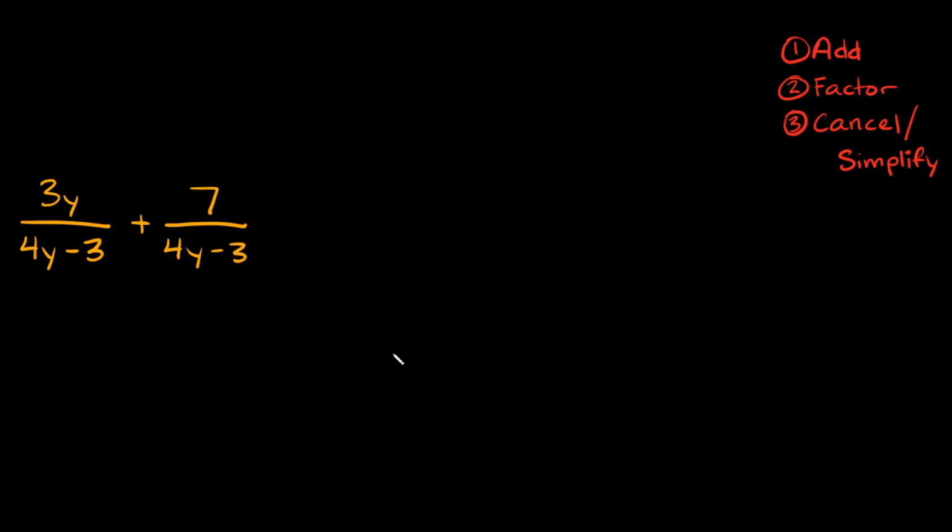So in this video, I'm going to teach you how to add rational expressions that have the same denominator, all right? Now, you can basically break these problems up into 3 steps. First of all, you're going to add the tops together. And then after you do that, you're going to see if you can factor the top or the bottom. And if you can, we're going to do that. And then we're going to cancel any similar factors that are on the top and the bottom. And then when you do that, you essentially just simplified the problem, right?